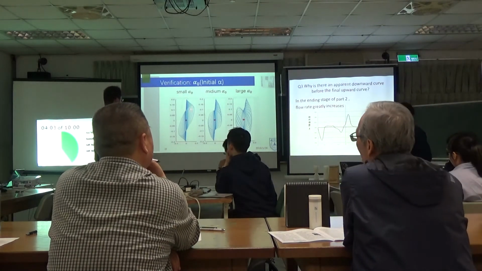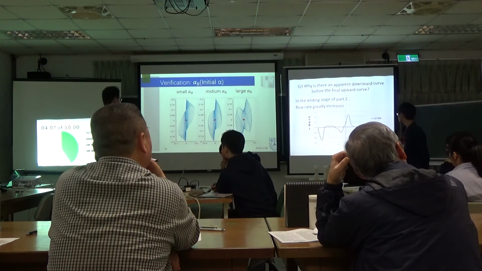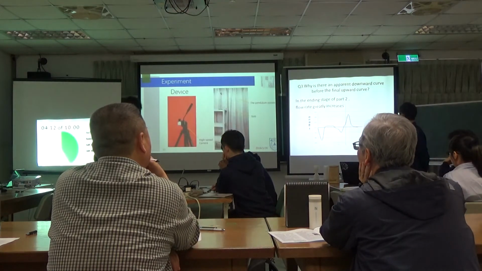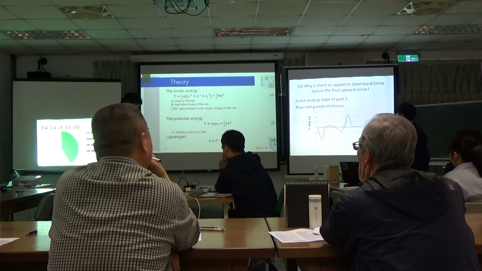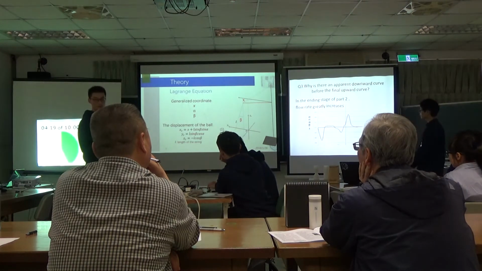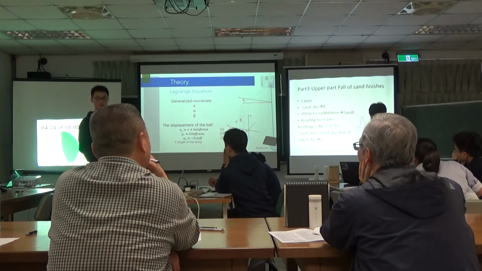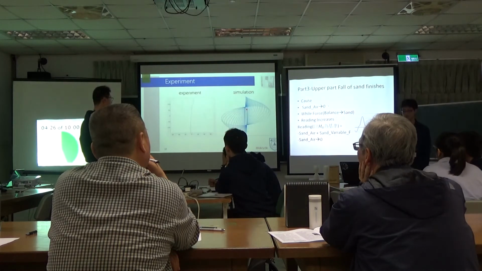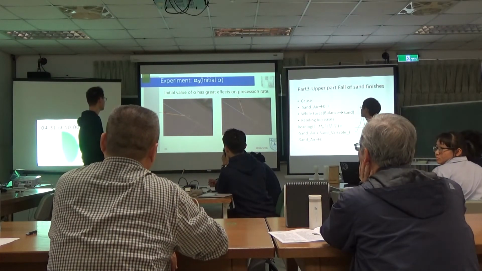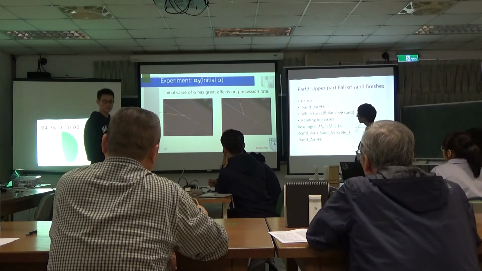So alpha zero is the definition in our model. This is the alpha zero. Which alpha is the initial alpha? We can see in the picture. This is the release phase of the ball.